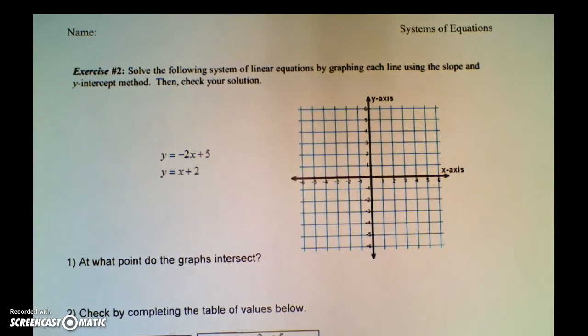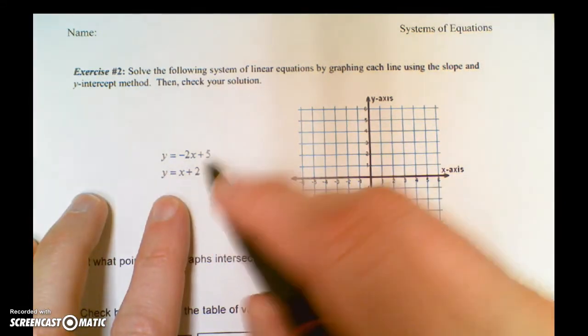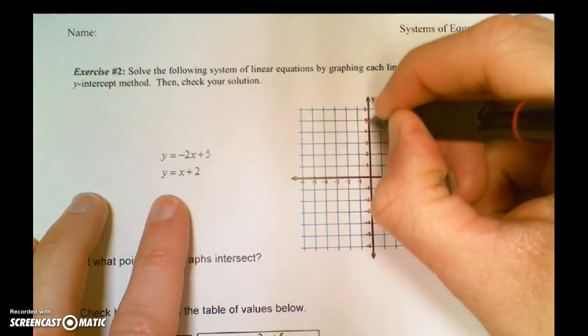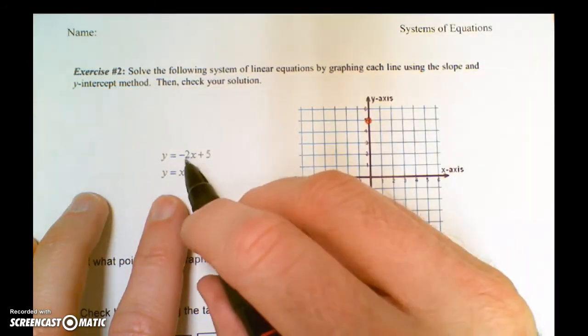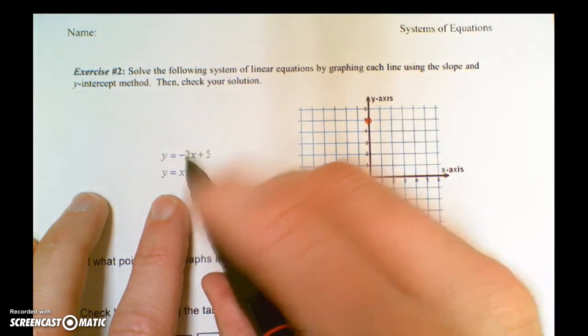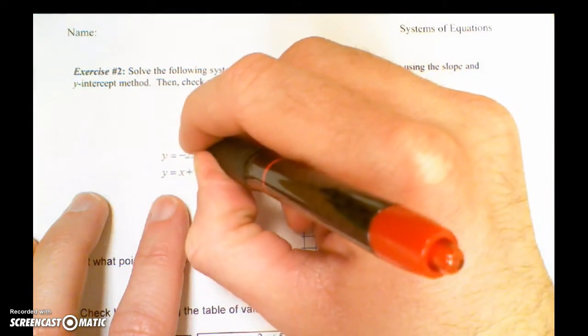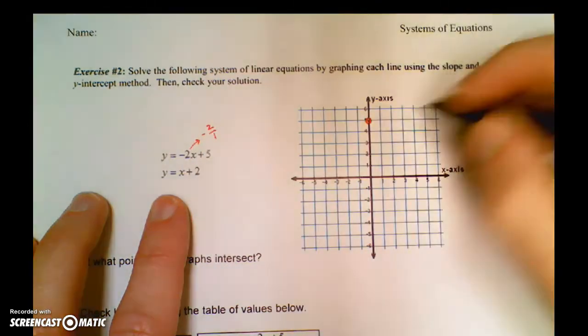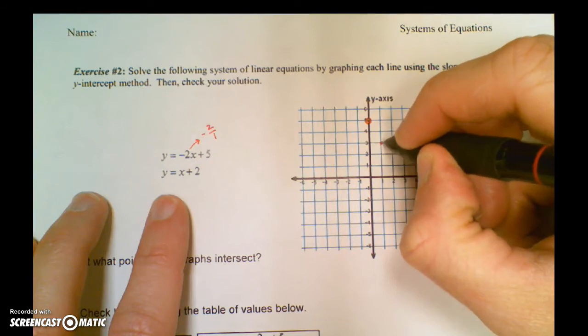Exercise 2. Solve the following system of linear equations by graphing using the slope and the y-intercept method, and then check your solutions. So the first one, y equals negative 2x plus 5. I know my y-intercept is 5, so I put a dot at 5. And then I use my slope to get the next point. So remember, this could be rewritten as negative 2 over 1. So I'm going down 2 and 1 to the right.